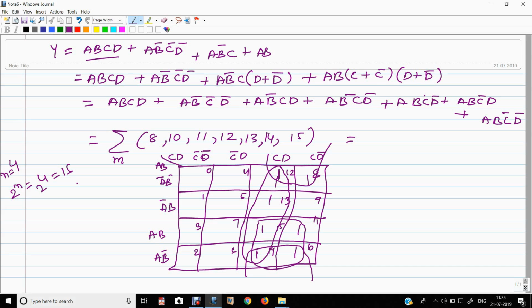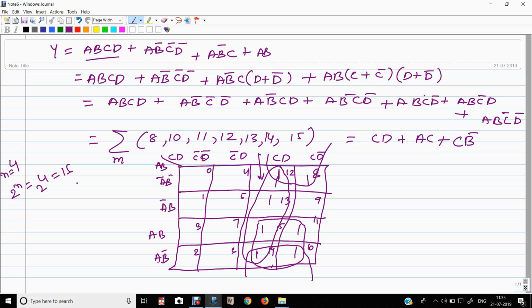So ultimately this expression will be: take this big column group. What will be common in this axis? There is no common in this C, D. Plus take this group, this group. What will be common in this axis? We have A common, and in this axis we have C common. So AC plus the outer group. In this we have C common, and in this we have B bar common. So this will be C B bar.